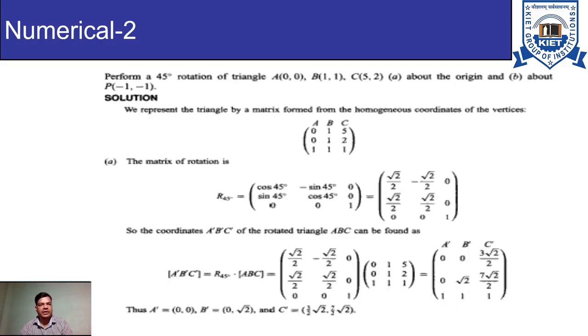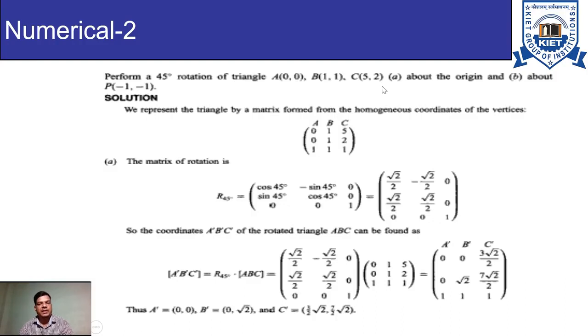So here is a numerical for that. Perform a 45-degree rotation of a triangle A (0, 0), B (1, 1), C (5, 2), and in this there are two parts. First we have to rotate the triangle by an angle of 45 degrees about the origin, and second about the pivot point P (minus 1, minus 1).